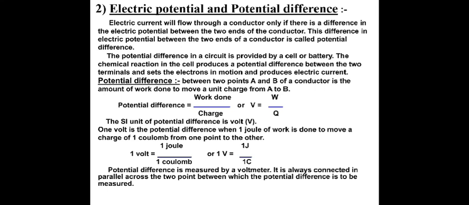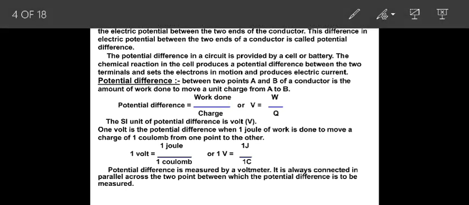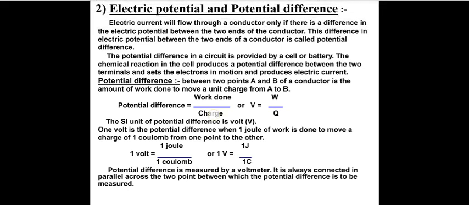Now we will start the next topic from this chapter: electric potential and potential difference. So what is electric potential and what is potential difference? Just suppose I have a ball and I have to throw the ball to another place. I have to do a little bit of work so that the ball quickly goes to the other place. The work done in bringing that ball from one point to another point is the potential difference.